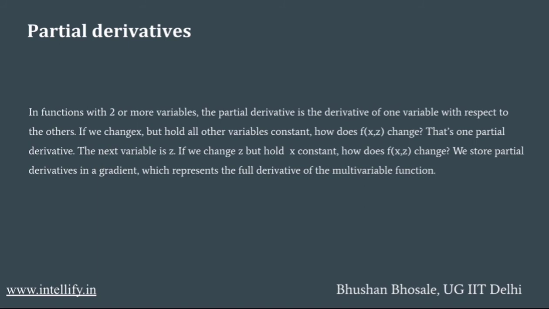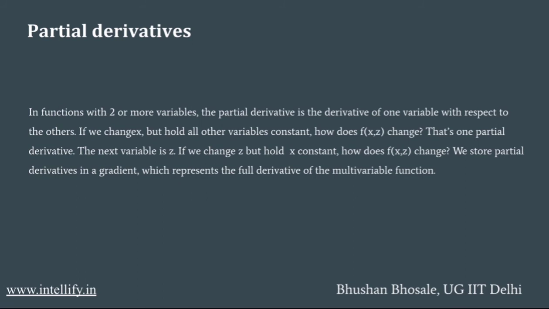Okay. Now, gradient would be more clear when we talk about partial derivatives. In functions with two or more variables, the partial derivative is the derivative of one variable with respect to the others. If we change x but hold all the other variables constant, how does f of x comma z change? That's one partial derivative. The next variable is z. If we change z but hold x constant, how would f of x comma z change? We store partial derivatives in the gradient, which represents the full derivative of multivariable functions.